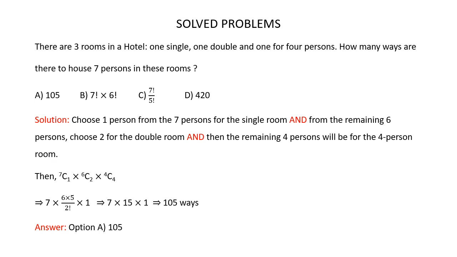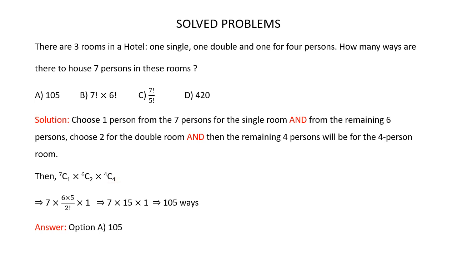So one person can be chosen from 7 persons in 7C1 ways and is multiplication. 2 persons can be chosen from 6 persons in 6C2 ways and is multiplication, and 4 persons can be chosen from 4 persons in 4C4 ways.